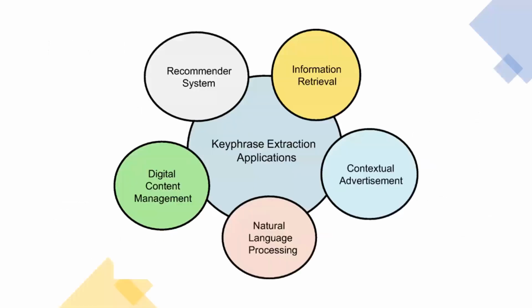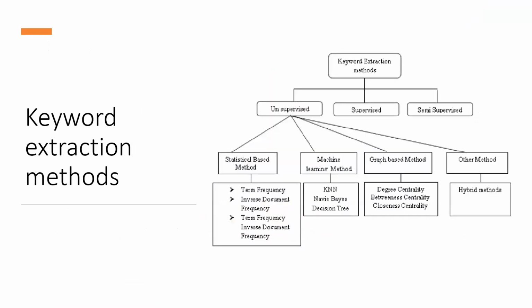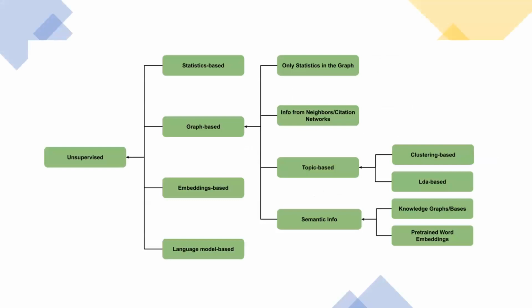There are many key phrase extraction applications, and we are focusing here on natural language processing. There are many methods for keyword extraction: supervised, unsupervised, and semi-supervised machine learning algorithms. Here we are focusing on unsupervised, and word embedding is also an unsupervised method. There are many unsupervised methods like embedding based, language model based, graph based, and statistics based.